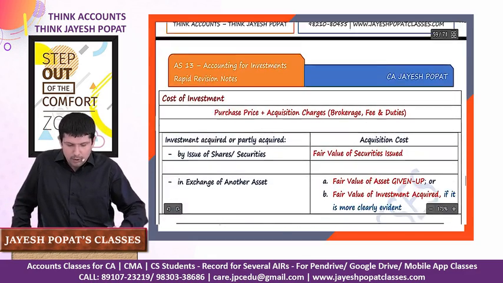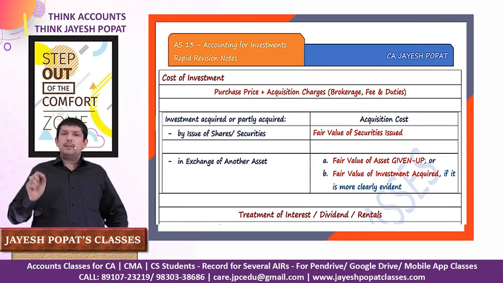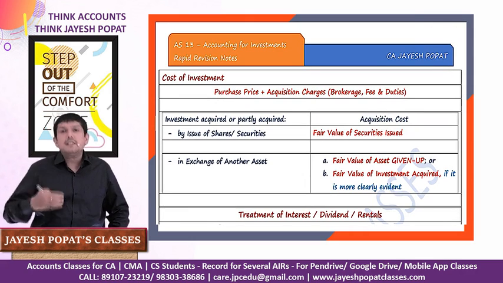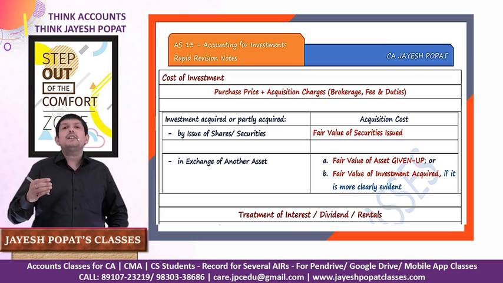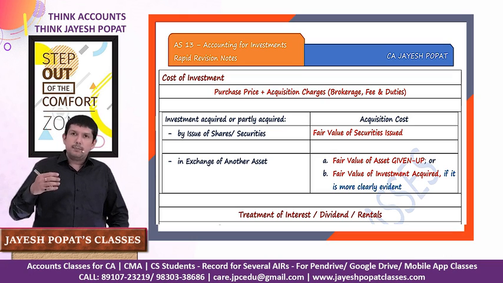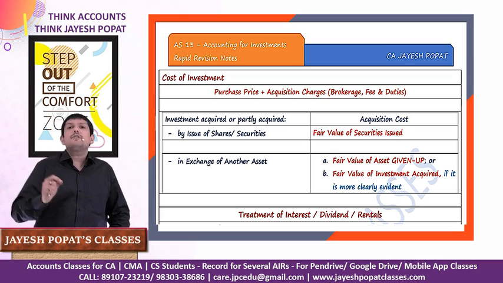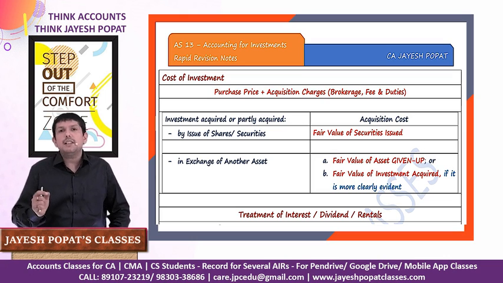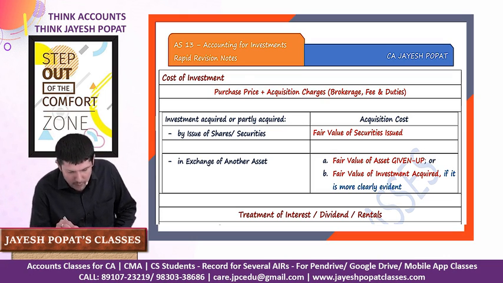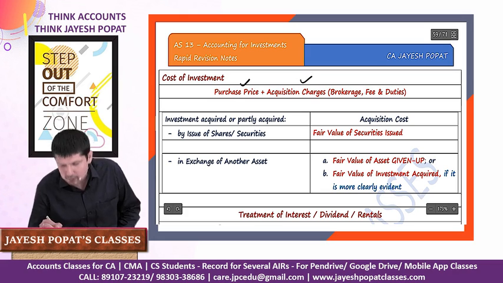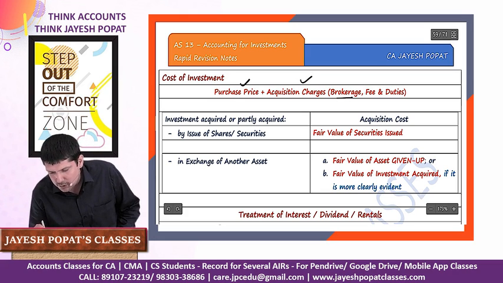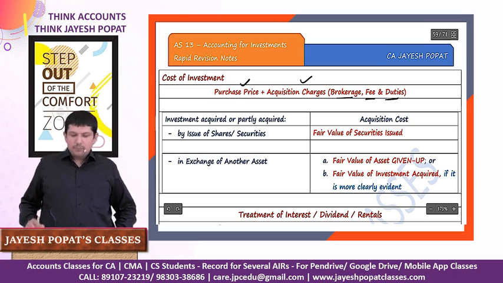Then we'll talk about cost of the investment. The cost of investment is the purchase price plus certain acquisition charges which are incurred while you are buying the investment. For example, if you are buying equity shares, we may have to pay certain brokerages, duties, etc. while acquiring it. So the cost of the investment is the purchase price plus the acquisition charges. Acquisition charges would normally be brokerage fees and duties.